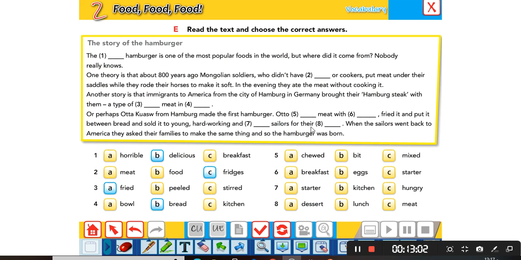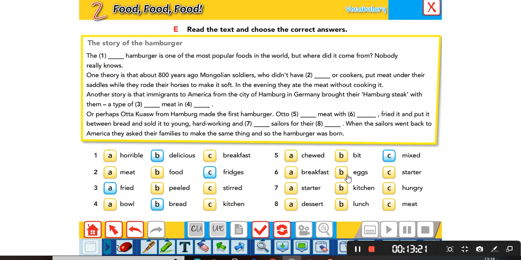So Otto space meat, what did he do with the meat? Chewed, bit, or mixed? Can he chew the meat and then give it to soldiers? Bit the meat? Of course, doesn't make any sense. So number 5 should be C, mixed. He mixed meat with space.